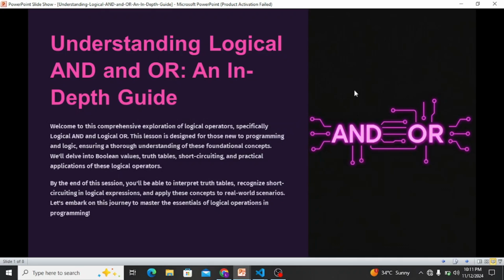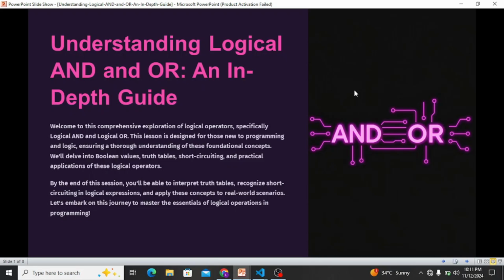Hello everyone, I'm so happy to welcome you to today's class where we will explore the essential concepts of logical operators, specifically logical AND and logical OR. So today, guys, we're going to go in depth into logical AND and logical OR.